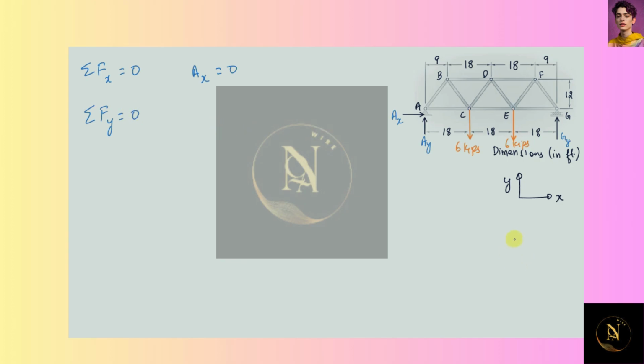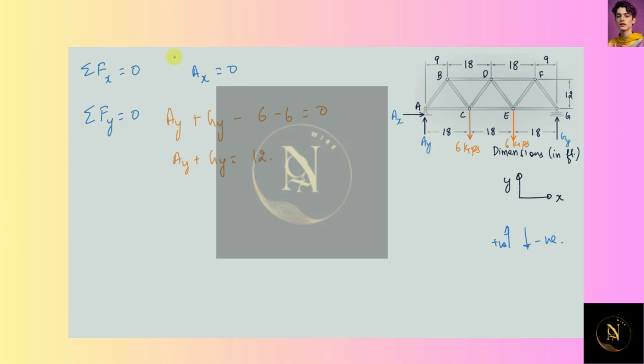Now the forces in the upward direction will be taken positive and the forces in the downward direction will be taken negative. So we have AY plus GY minus 6 equals 0. So from here AY plus GY would be equal to 12.